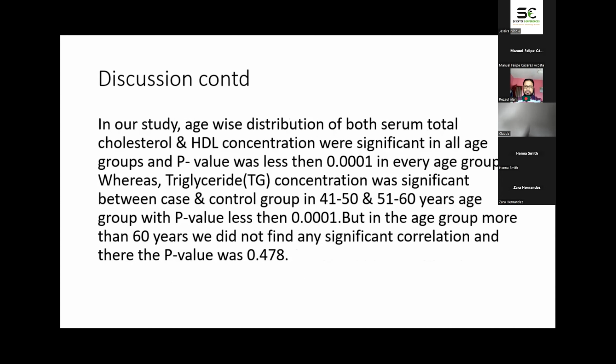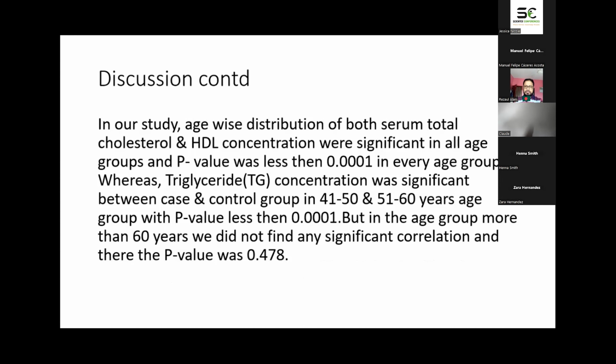In our study, the age-wise distribution of both serum total cholesterol and HDL concentration was significant in all age groups, and the p-value was less than 0.001 in every age group, whereas triglyceride concentration was significant between the case and control group in the 41 to 50 and 51 to 60 years age groups with a p-value less than 0.001, but in the age group more than 60 years, we didn't find any significant correlation, and the p-value was 0.478.